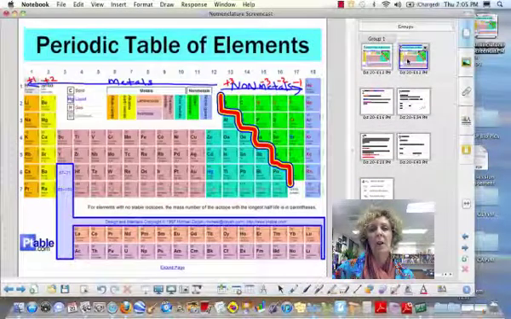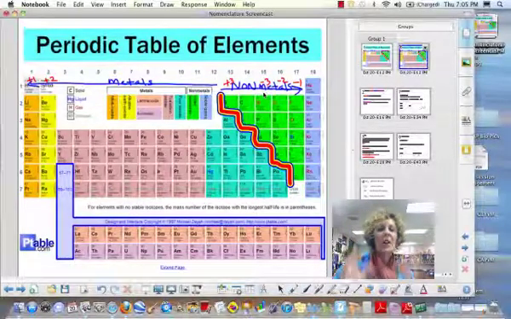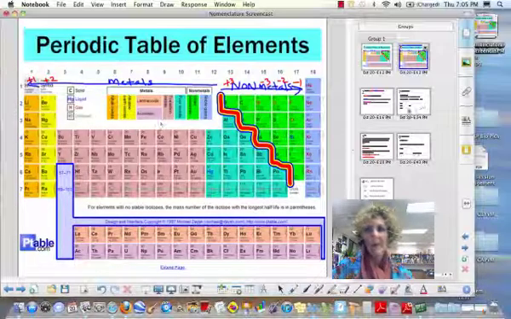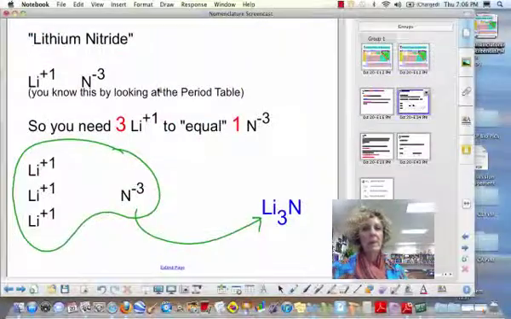Now, let's try to look at how we actually write the formula from the name. So again, you've got to look at the periodic table. You have to have this in front of you. You have to know what the metals and the nonmetals are, and you have to know what the charges are, okay? So let's take a look at how we would do this.